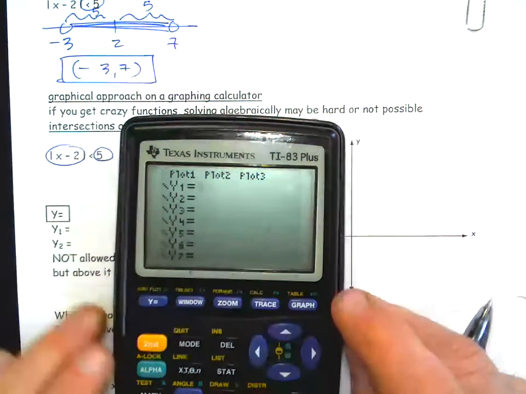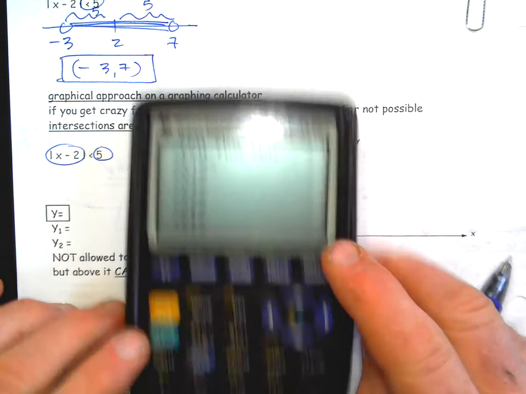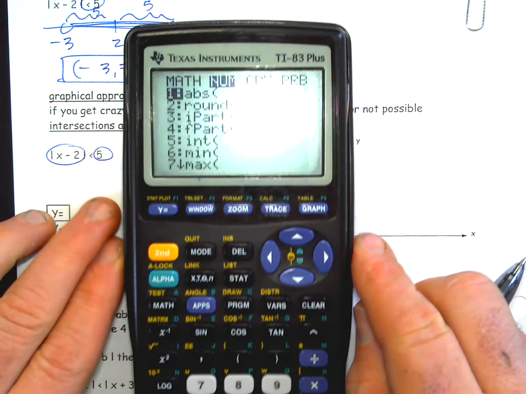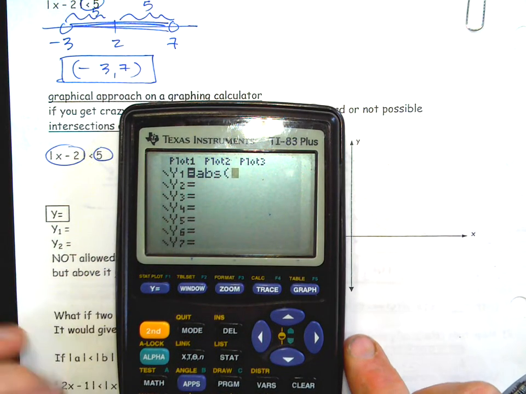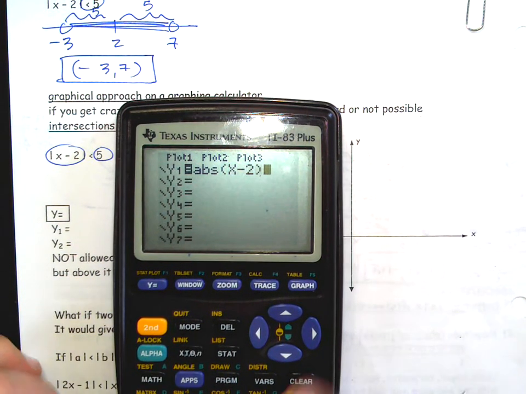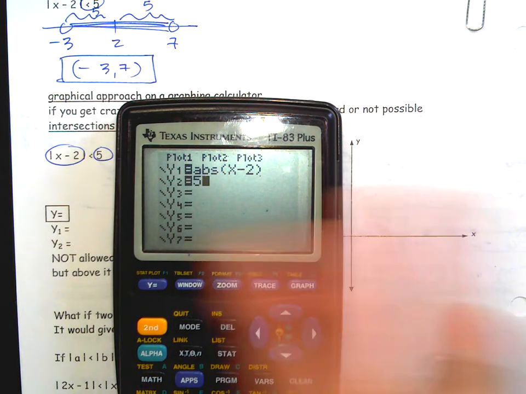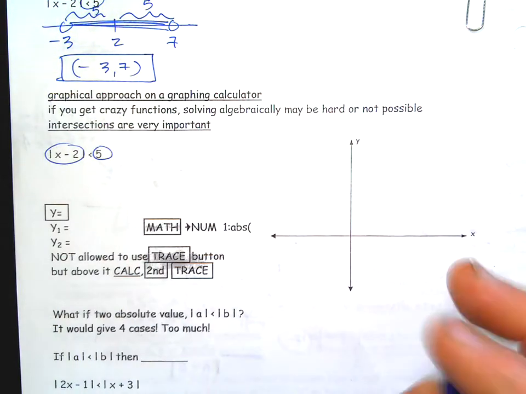Now your calculator actually has an absolute value function. On mine, it's under the math button. And then you go over to num, and ABS is absolute. So if you have a calculator like mine, it's probably in there. And then you put x minus 2. And the next one is going to be y equals 5, which is a horizontal line. Now, I already know what this is going to look like. I'm just trying to show you how a calculator could do it. This is simple enough to do without it.